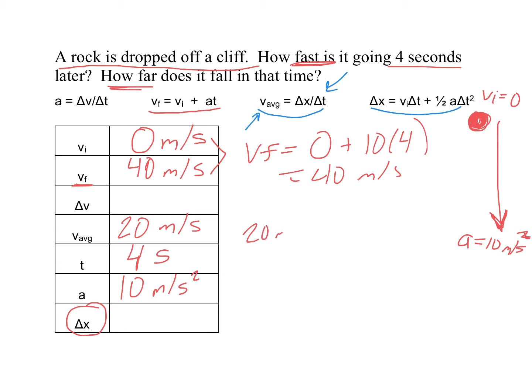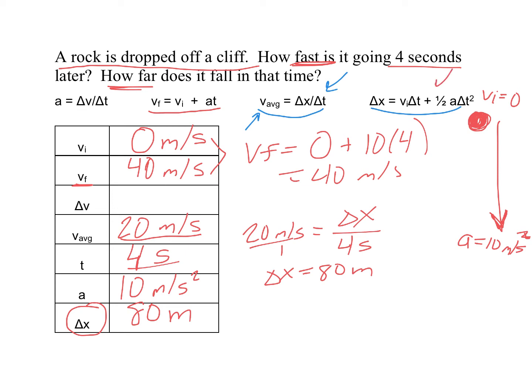I'd say 20 meters per second equals delta x over time, which is 4 seconds. And so what is the change in position? If I multiply each side by 4, I'll get delta x equals 80 meters. So if you average 20 meters per second for 4 seconds, you will travel 80 meters. And that is one way to find delta x.